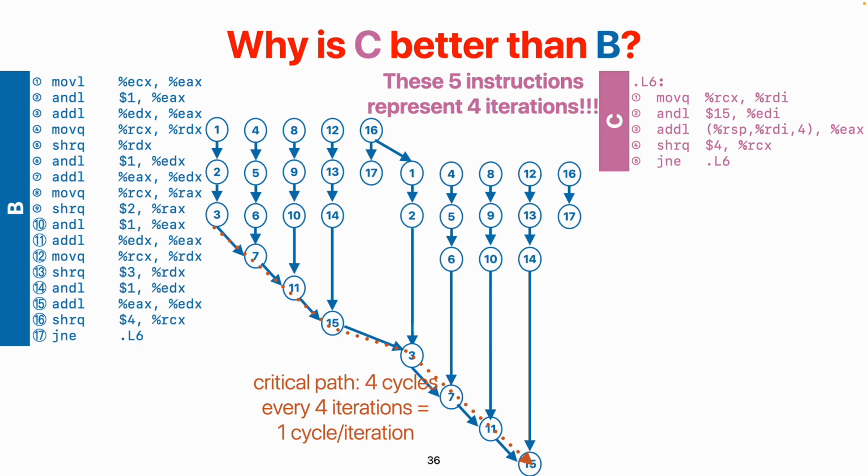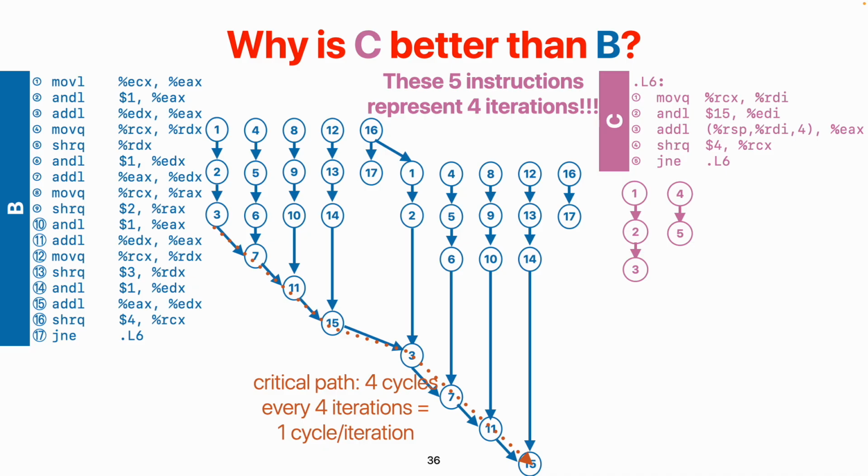But let's take a look. This is the instruction that will be generated in L6 and in the version D, right? If you draw a data flow diagram, you will also figure out it's similar to version A. However, notice the significant difference between here and version A is that for this version, these 5 instructions represent 4 iterations, right?